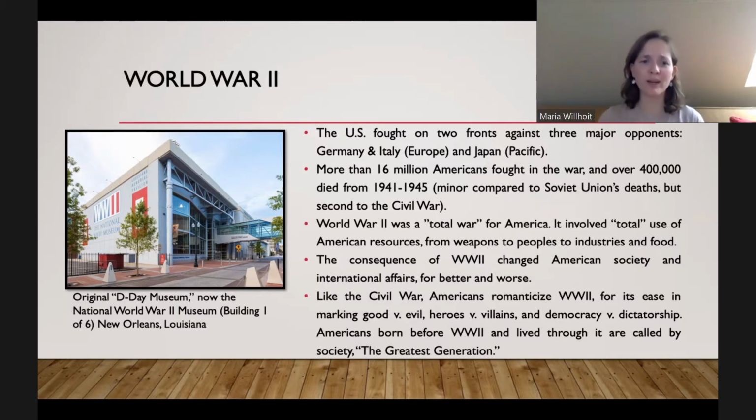And I just wanted to point out, even today in America, we actually have a National World War II Museum. And I have to talk about it because it's in my home city, New Orleans. And this is building one of six. And they're actually, I think, building two more buildings. So it's a massive museum.